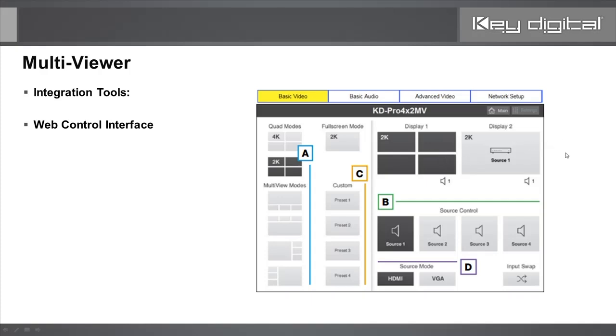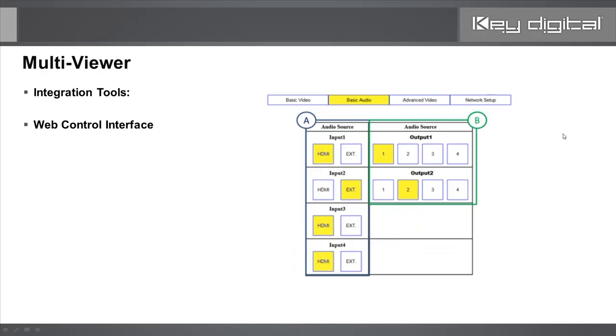Now this actually looks identical, the basic video looks identical to the KeyDigital app GUI, which we'll show you in a moment. Moving on through what else is possible in the web control interface, we have basic audio selection. For each of the audio sources, you could choose whether it is on the HDMI or the external 3.5 millimeter ports. If you're in a quad or multi-view selection, you could choose what audio source you'd like to listen to. We have that there in the B block.